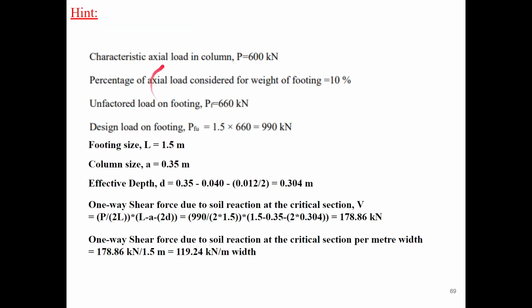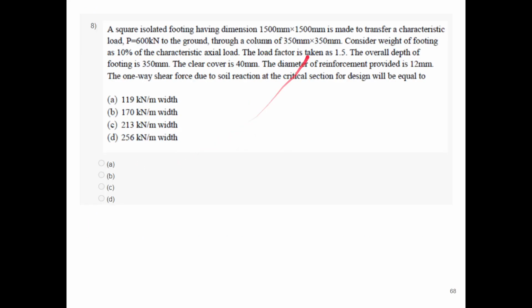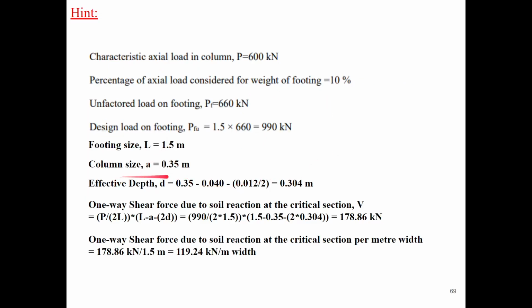So here the characteristic axial load in the column is 600 kilonewton, P. The percentage of axial load considered for weight of footing is 10%. The unfactored load on footing is 660, and the factored or design load on footing is 1.5 into 660, that is 990. The given footing size is 1.5 meter, column size is 0.35 meter. The effective depth therefore will be 0.35 minus 0.04 minus half of 0.012, that is 0.304 meter.